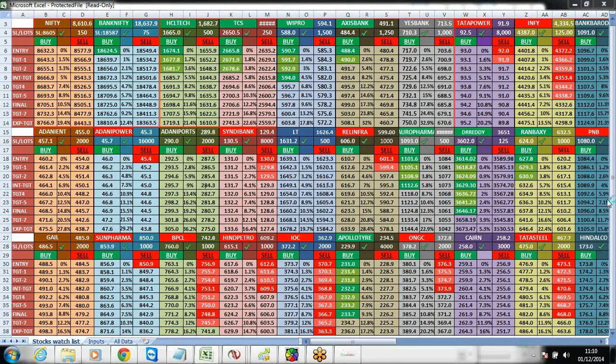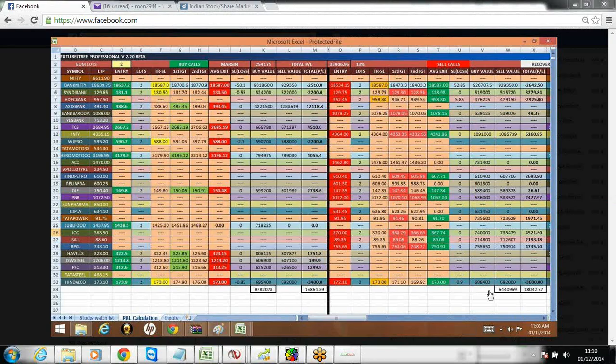So this is the PL account that we have now. 18,000 on the sell side and 15,000 on the buy side. So your total profit is around 15 plus 18, roughly around 34,000 rupees, and you can check the time, that was 2 minutes back. So that was at around 11:08.